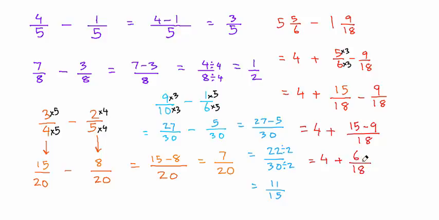And that can actually be simplified. Divide the numerator and the denominator by the greatest common factor of 6 and 18. That's 6. So you have 4 plus 6 divided by 6 is 1, 18 divided by 6 is 3. 4 plus 1/3 is the same as 4 and 1/3.